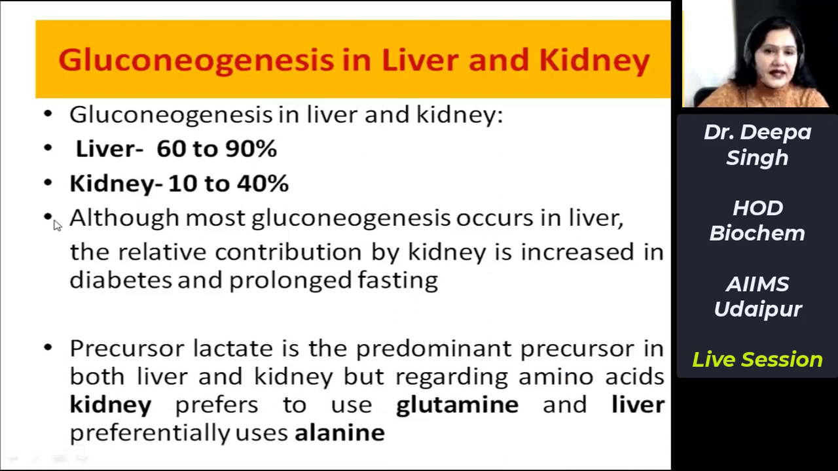Now, regarding lactate, it is a predominant source in liver as well as kidney for gluconeogenesis. But regarding amino acids, liver mainly utilizes alanine to synthesize glucose, but kidney preferentially uses glutamine for synthesis of glucose. So there is a difference: amino acid in liver mainly utilizes alanine and kidney mainly utilizes glutamine for glucose synthesis.